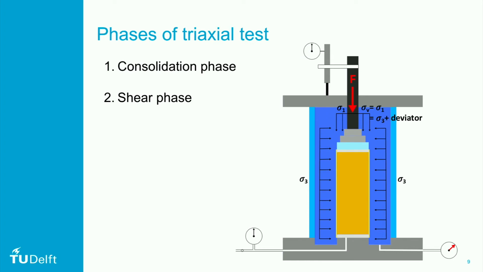The second phase of the test is the shear phase. In this phase, an axial stress is applied via the load ram to the top of the soil specimen. This stress is called the deviator stress. So on the top of the sample, the sum of the deviator and the confining pressure is applied. This is then the largest normal stress, so is called the major principal stress, or sigma 1.